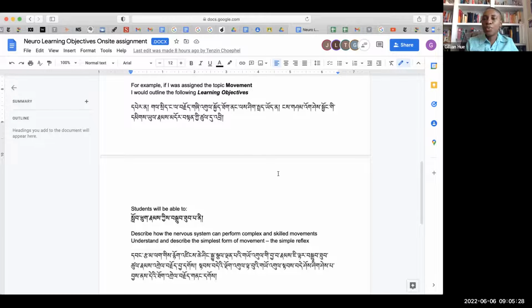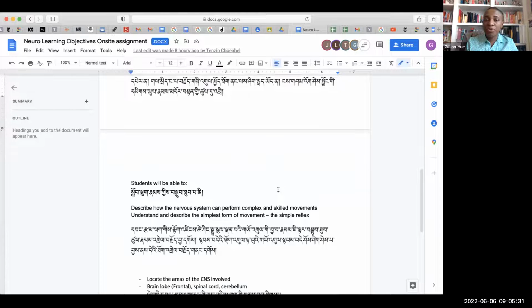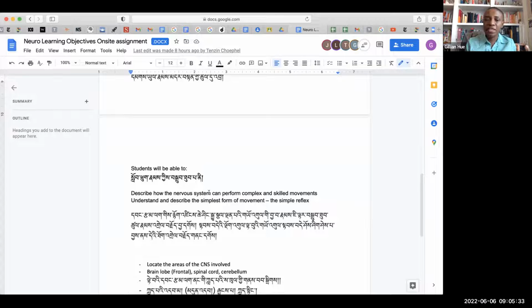Okay, so within the concept of movement in terms of neuroscience, I would like for students to be able to describe how the nervous system can perform complex and skilled movements.